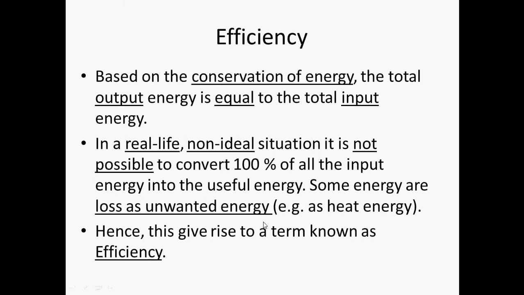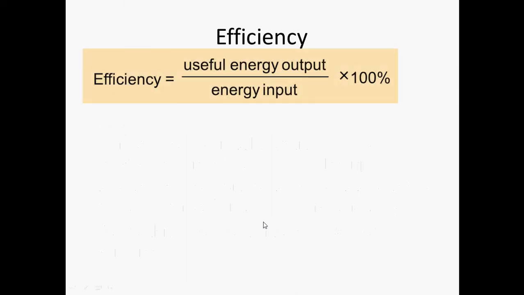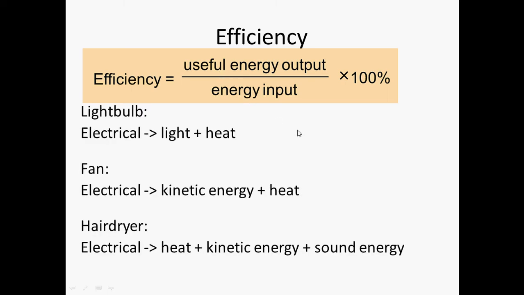Alright, so what is efficiency? So in a nutshell, efficiency is equal to the useful energy output divided by the energy input times 100%. So it's a ratio of the useful energy output divided by the energy input. Be careful, because this output must be the useful energy, not the total energy. It must be the particular energy that we want the device to function. Okay, so let's look at 3 examples in a non-ideal situation.